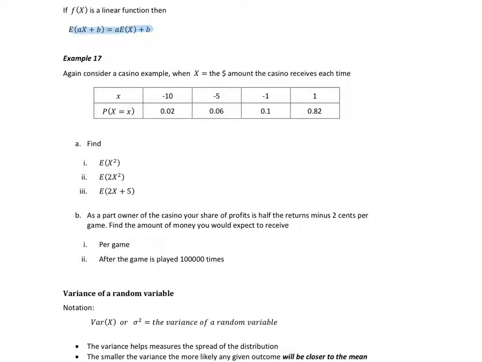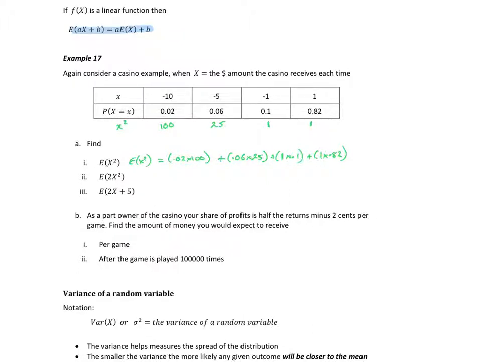So, expected value of x squared. If you wanted to do that, we could put x squared there, and x squared is negative 10 squared, which is 100, 25, 1, and 1. Therefore, the expected value of x squared is equal to 0.02 times 100 plus 0.06 times x squared, which is 25, plus 1 times 0.1, 1 times 0.82.